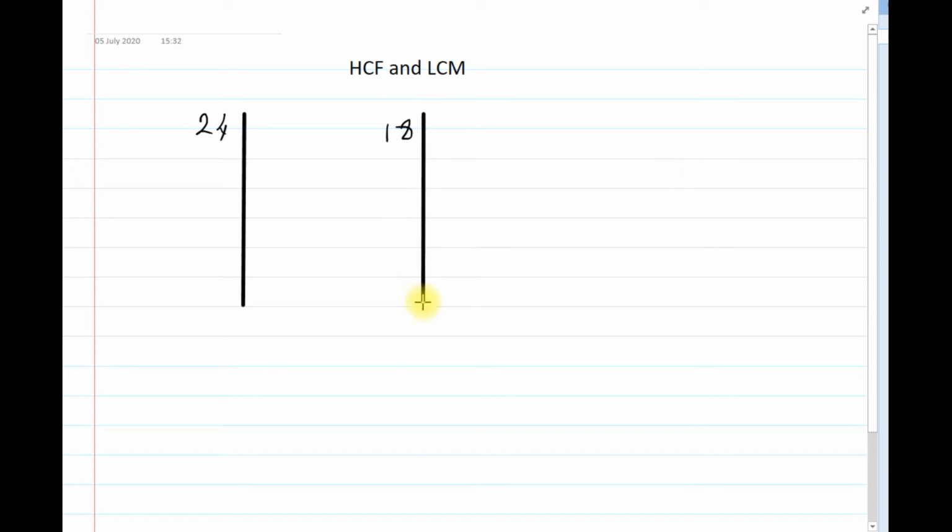Now, let us consider the following numbers. Say 24 and 18. You want to find the HCF and LCM of 24 and 18. The first thing we do is to write these two numbers in terms of their prime factors.